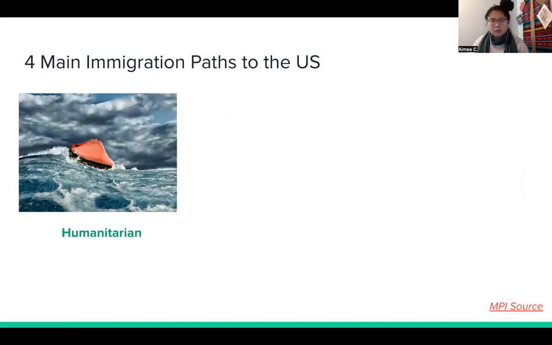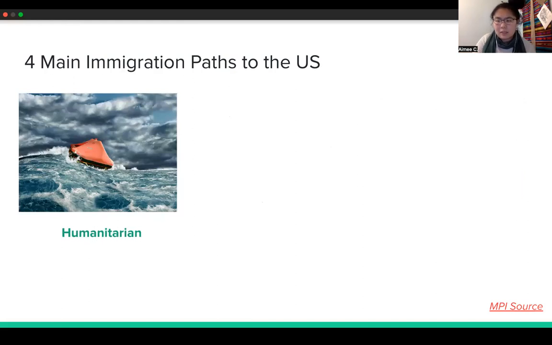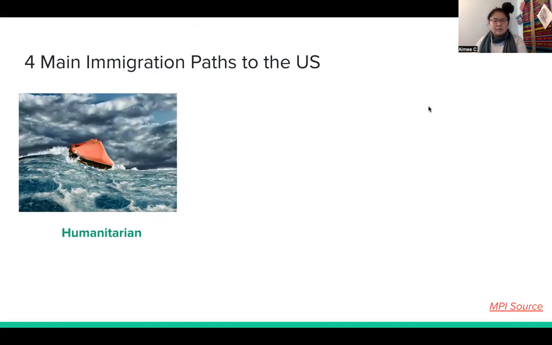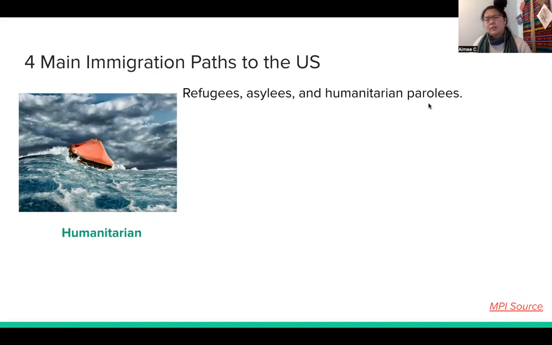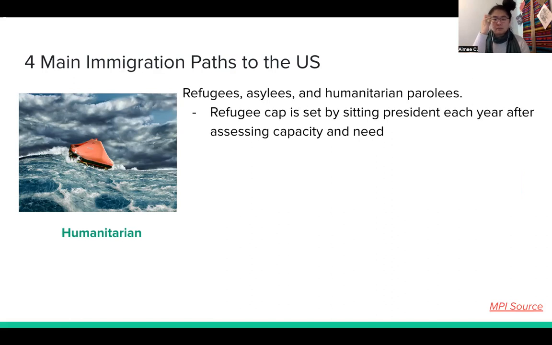Okay, cool. And then these are the humanitarian visas. The subcategories in this are refugees, asylees, and humanitarian parolees. There is a numerical cap set by the sitting president each year for how many refugees we can or will take in the US. This is after an assessment of the needs overseas and the needs here, or needs across borders, not necessarily overseas specifically. There's no numerical cap for asylees.